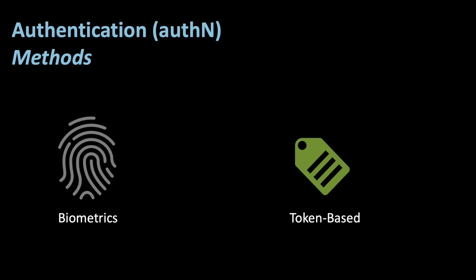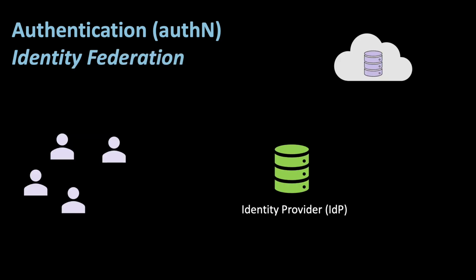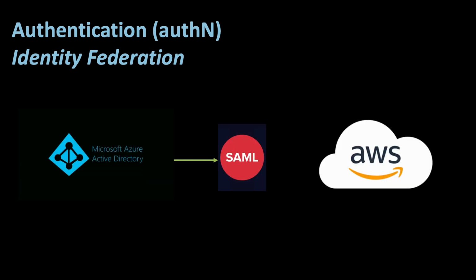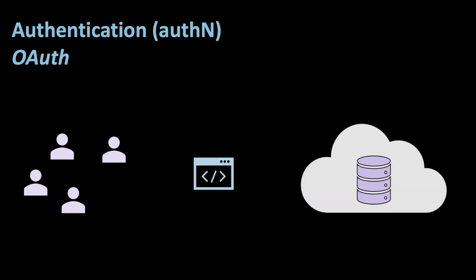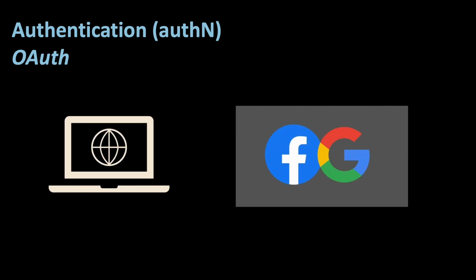Next, Identity Federation. Identity Federation allows users to leverage credentials from a trusted identity provider to access resources in another cloud environment. For example, set up SAML-based federation between Azure AD and AWS, enabling Azure AD users to access AWS resources with their Azure AD credentials. Next, OAuth. OAuth is an authorization framework that permits third-party applications to access resources on behalf of users without exposing credentials. OAuth is commonly used for web applications, allowing users to log in using Google or Facebook accounts securely.